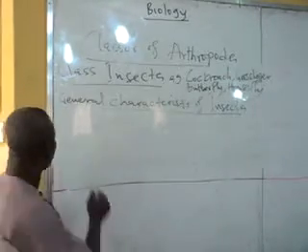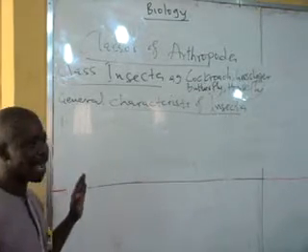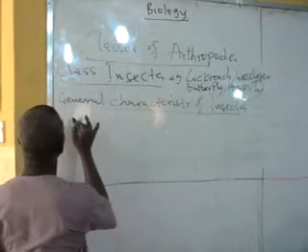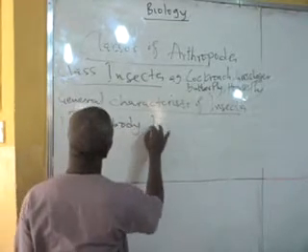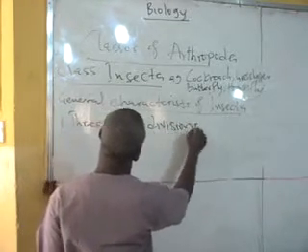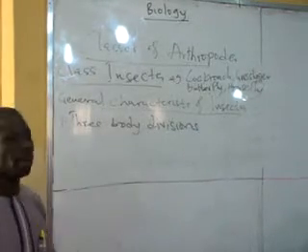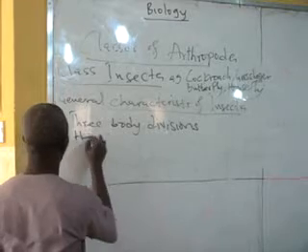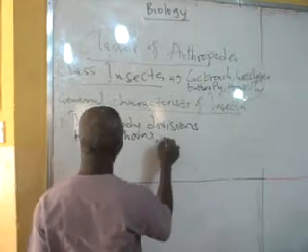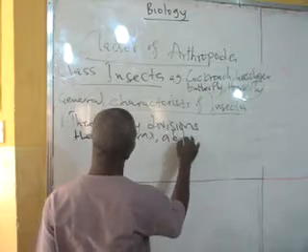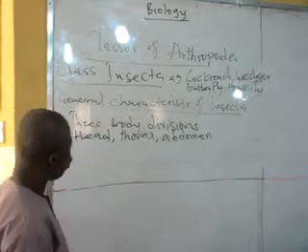Now, the first particular feature of the class Insecta is that they have 3 body divisions. And what are these 3 body divisions? The head, thorax, and abdomen. Head, thorax, and abdomen.